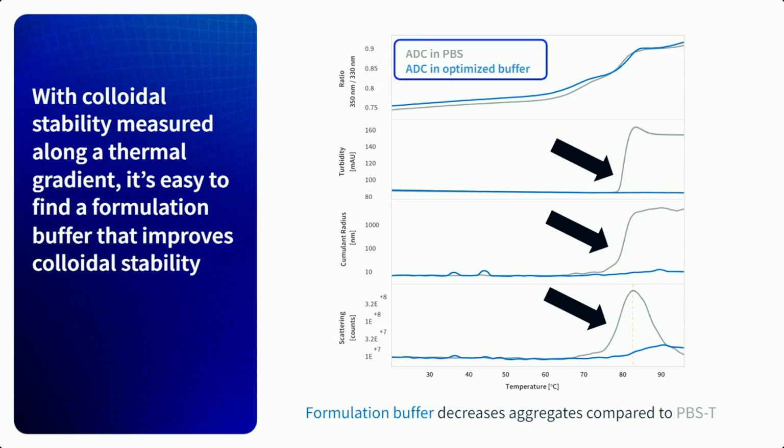Now, from this example, we see that it really takes the power of conformational stability with colloidal stability information from back reflection and light scattering to give a full picture of what's happening with your ADCs, whether you're comparing them to a naked monoclonal antibody or trying to optimize their formulation.